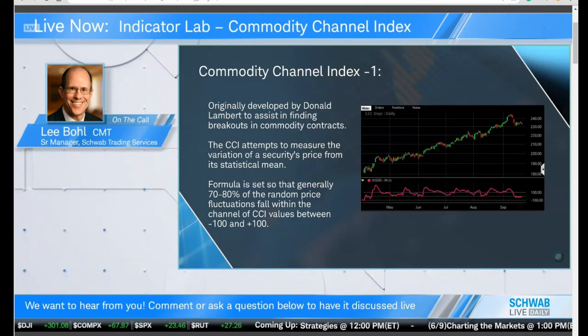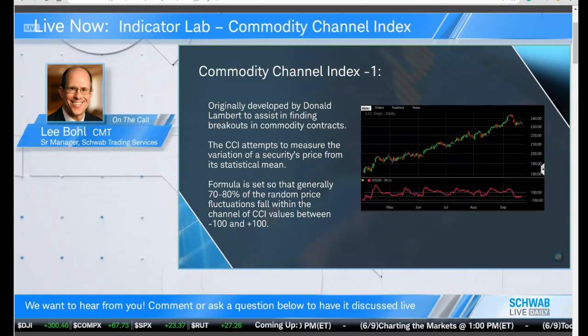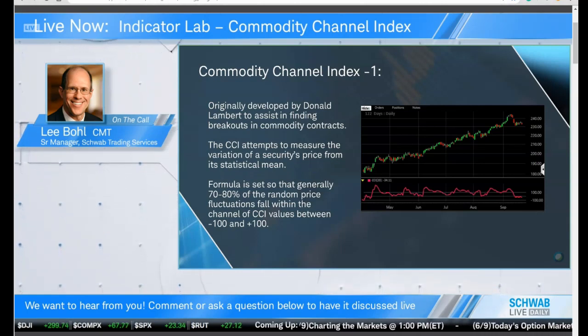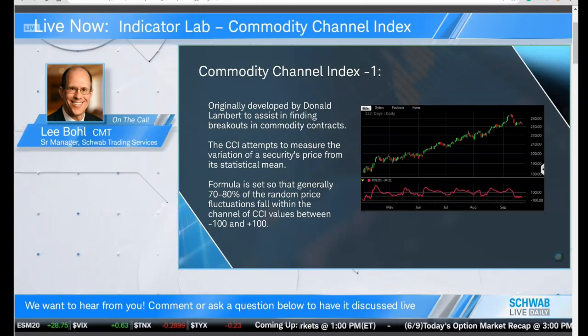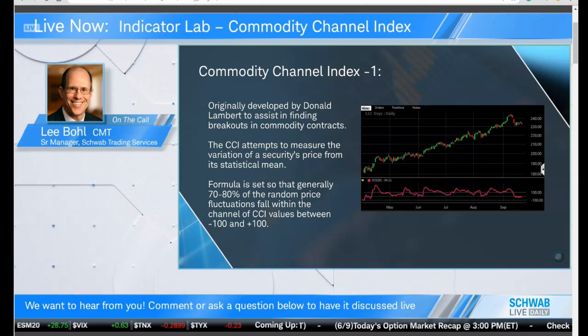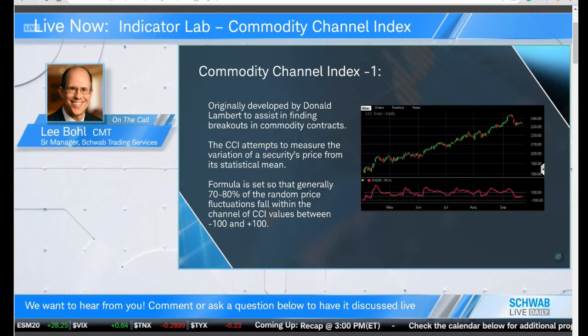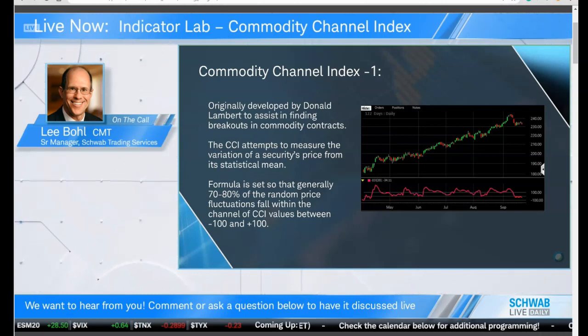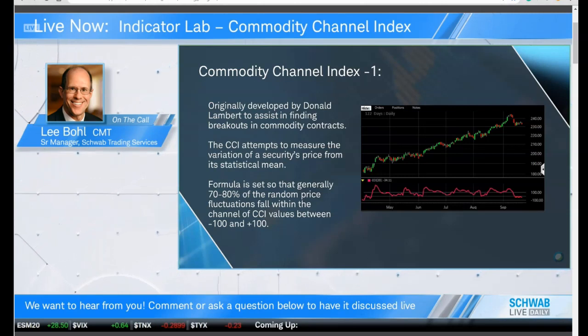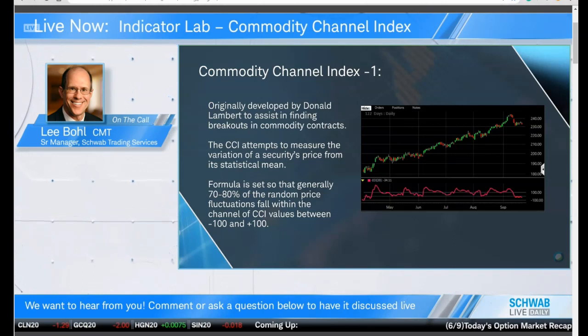Anyway, the way he set the formula is that he took a look at the price series and set the formula so that for what typically was considered to be a random price fluctuation, 70 to 80% of those would make the indicator fall within a channel of negative 100 to positive 100, hence the name Commodity Channel Index. Now, this can be used as an oscillator, in other words, to look for overbought or oversold conditions. That is one of its uses.